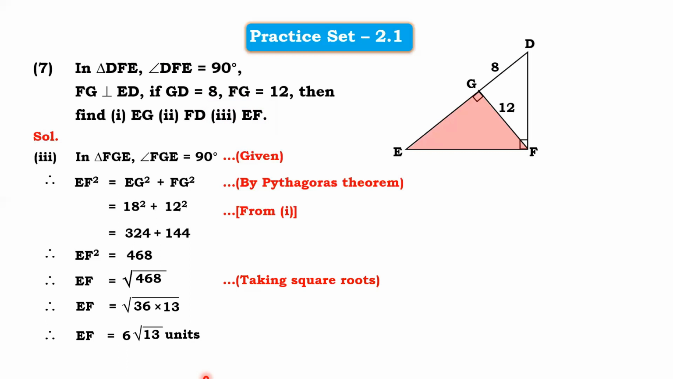So students, this sum will come for 3 marks, a very simple sum. To find out EG, we have used the theorem of geometric mean. And then to find out FD and EF, in both the cases we have used Pythagoras theorem. So in the first case we have used theorem of geometric mean, and in the second and third we have used Pythagoras theorem. So you should know the concepts which we are using in solving a sum. Got it? Let us move on to the next sum.